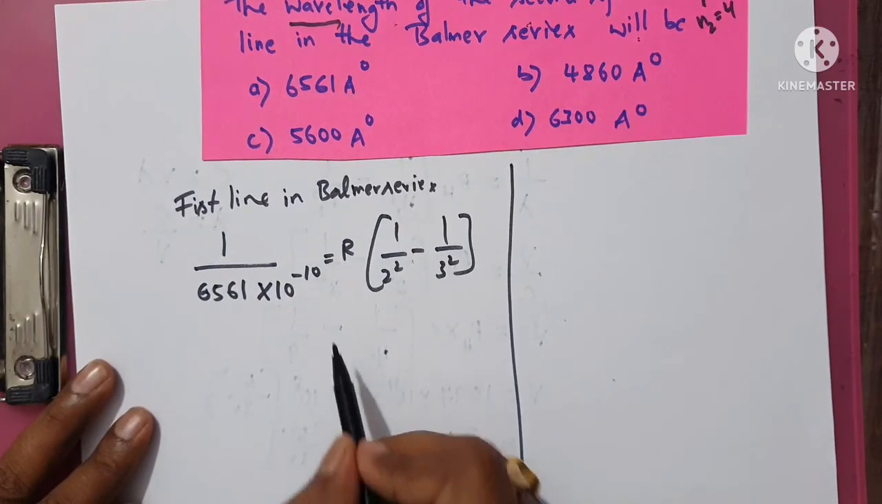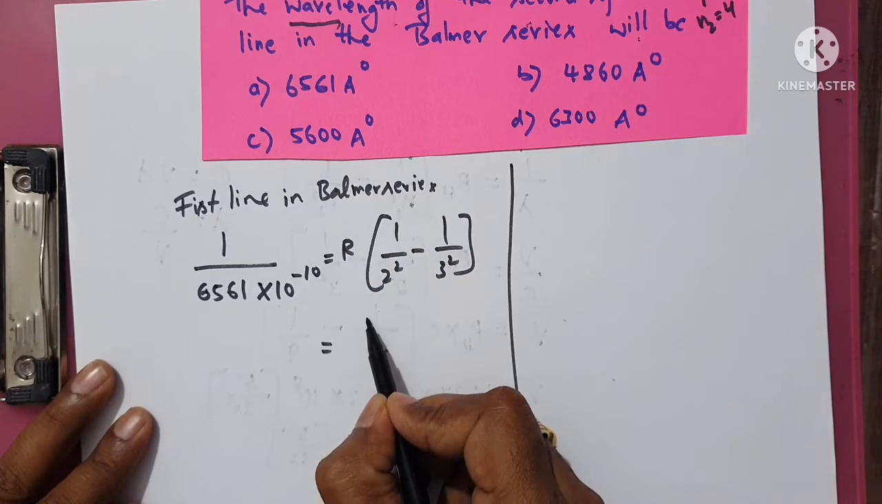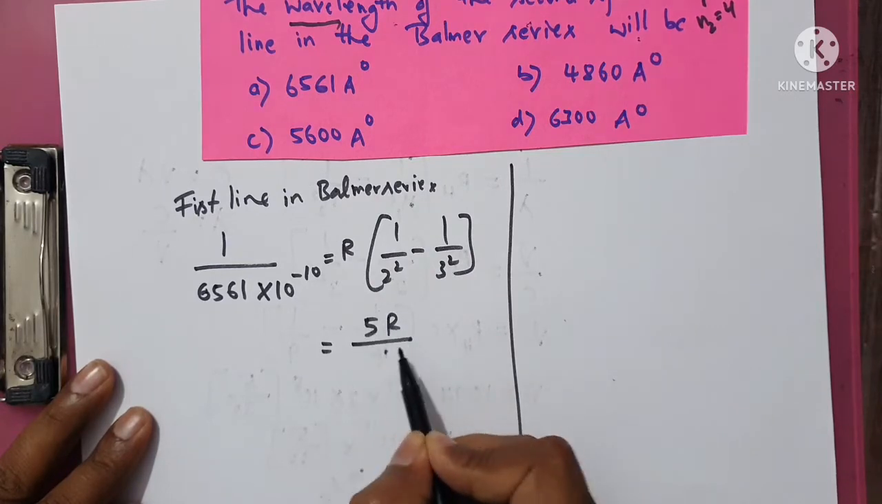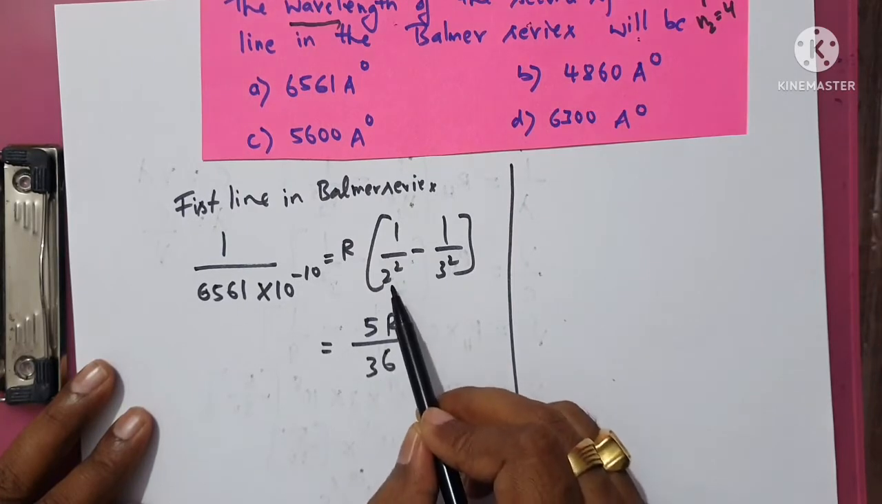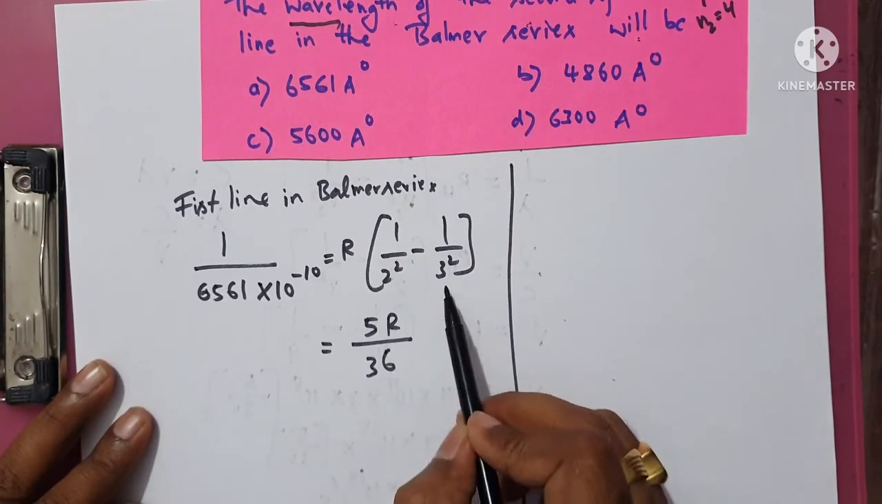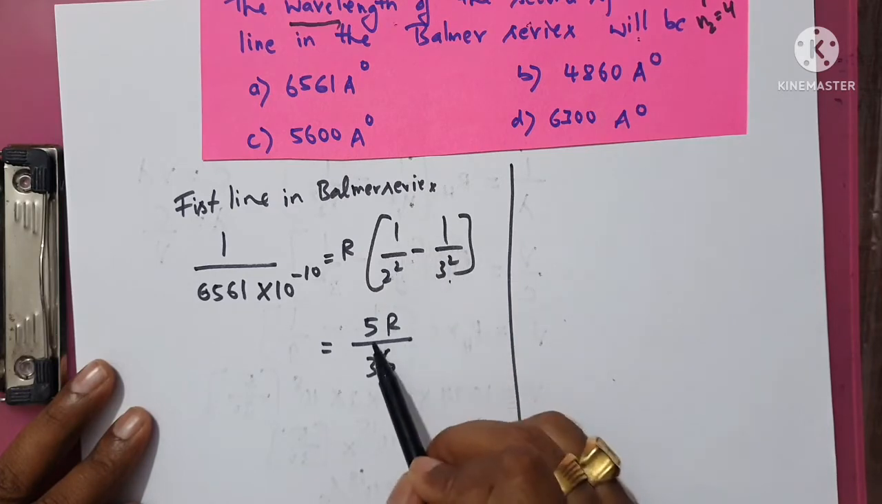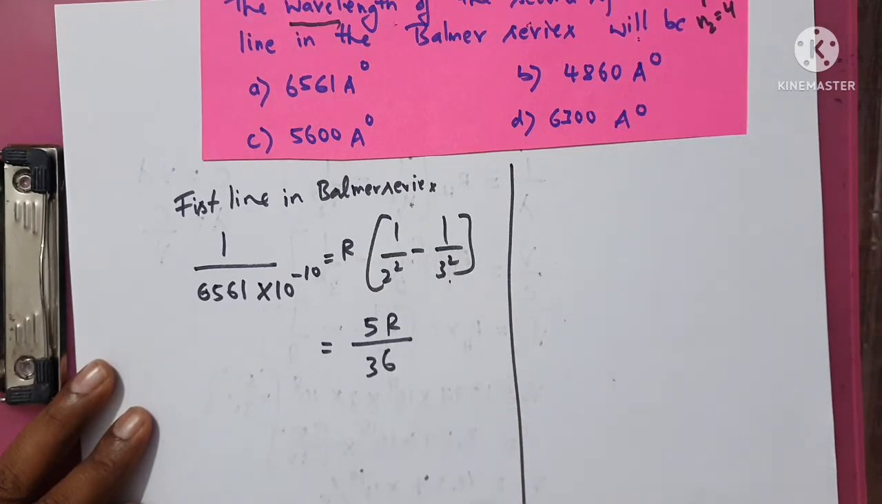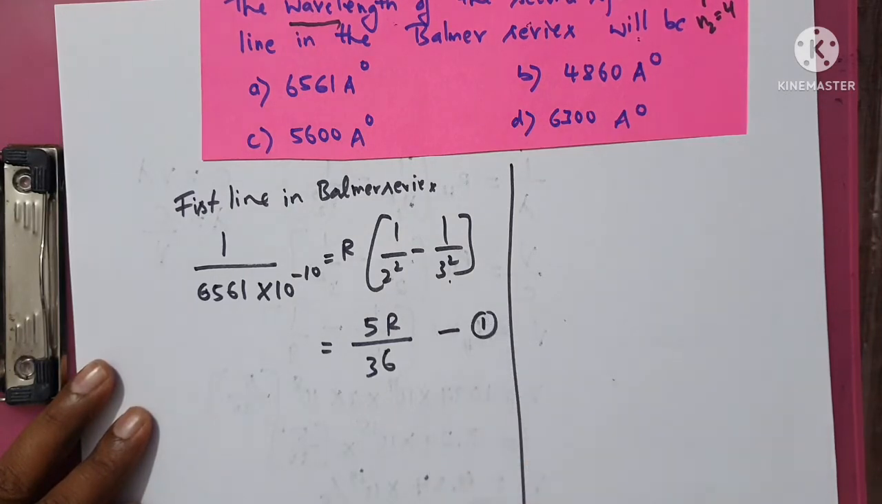When I simplify this, it will become 5R divided by 36. How is this 36? This is going to be 4 and this is going to be 9. 9 4s are 36. When you cross multiply, it becomes 5R by 36. I'll call this equation number 1.